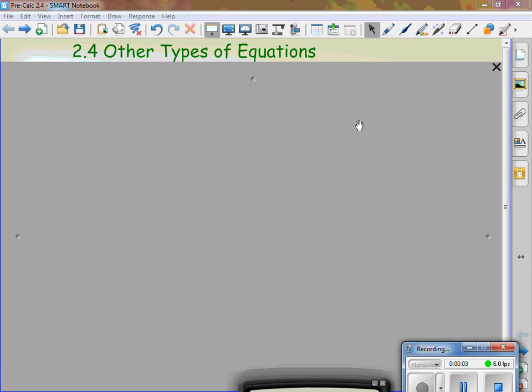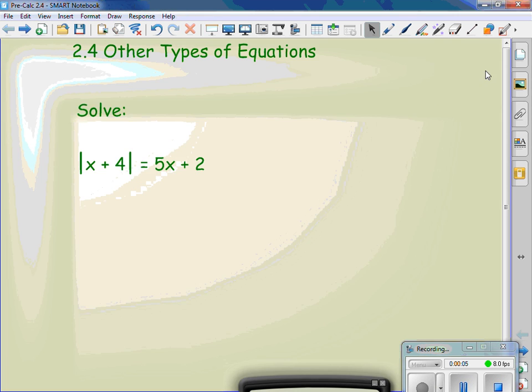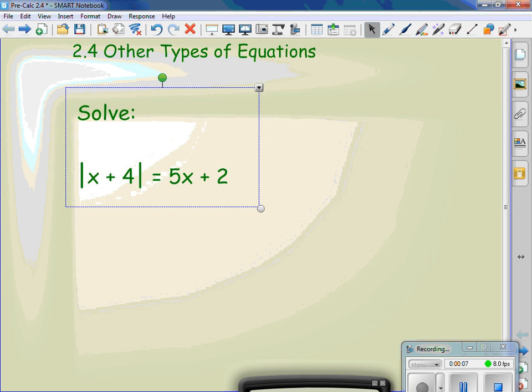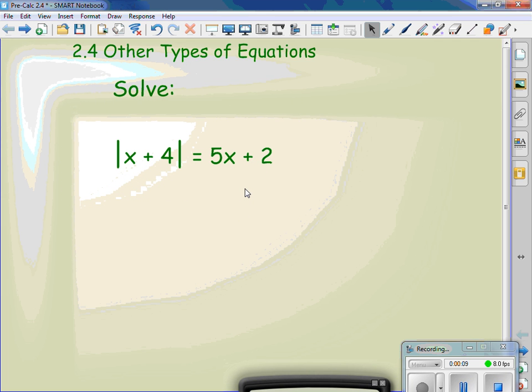2.4, other types of equations. First thing we're going to do are problems like this. This is sort of like a little refresher from Algebra 2. I have the absolute value of x plus 4 equals 5x plus 2. What do you know about absolute value equations?